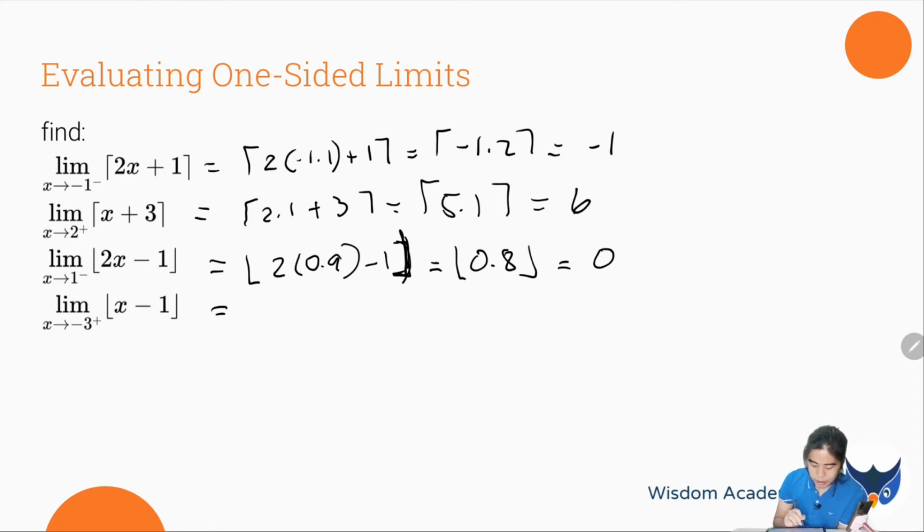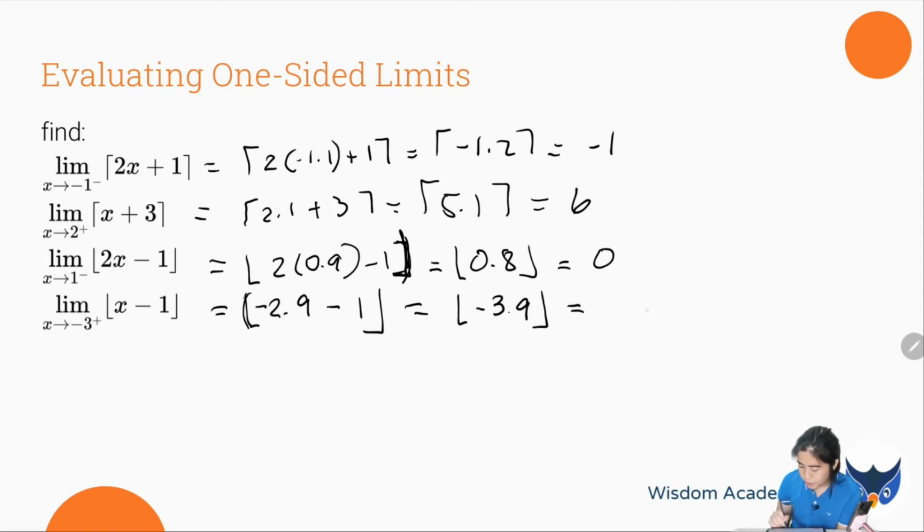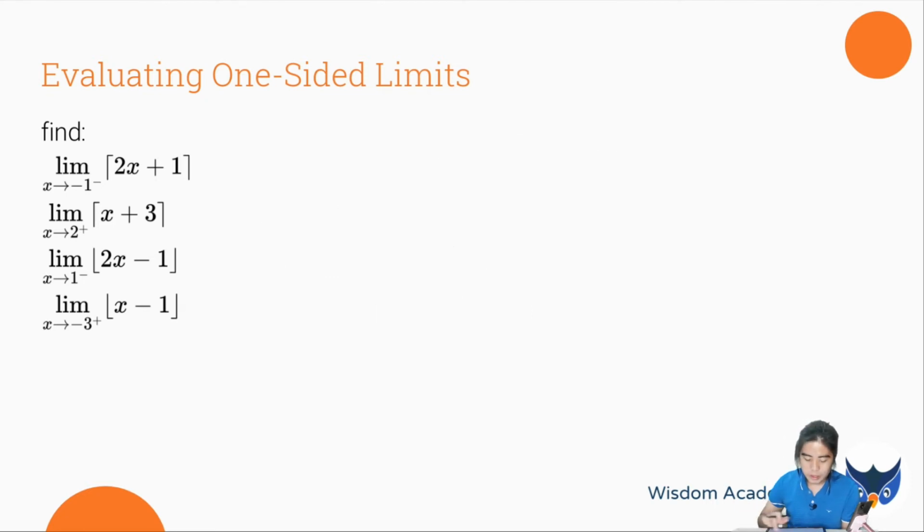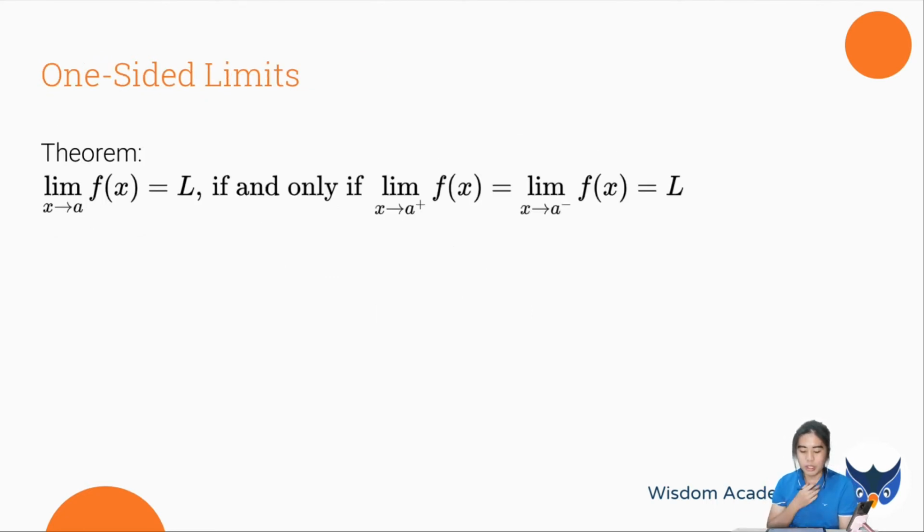Tapos dito naman, negative 3, greater than negative 3, so negative 2.9. Floor function, minus 1 will be equal to negative 3.9. So, ang floor function yan is negative 4. Okay? So, ganun lang. Ganun lang tayo mag-solve ng one-sided limits for floor and ceiling functions. Okay?